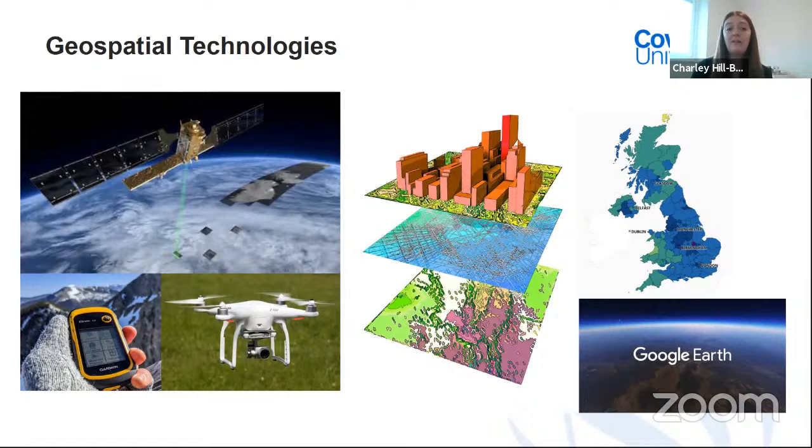But there are new areas of geospatial technologies that perhaps you haven't explored before. So things like satellite information. When you're looking at Google Earth, we have a combination of satellite information and aerial information, so information that's been collected by planes. But satellite information, particularly for geographers and geographical research, is really important.